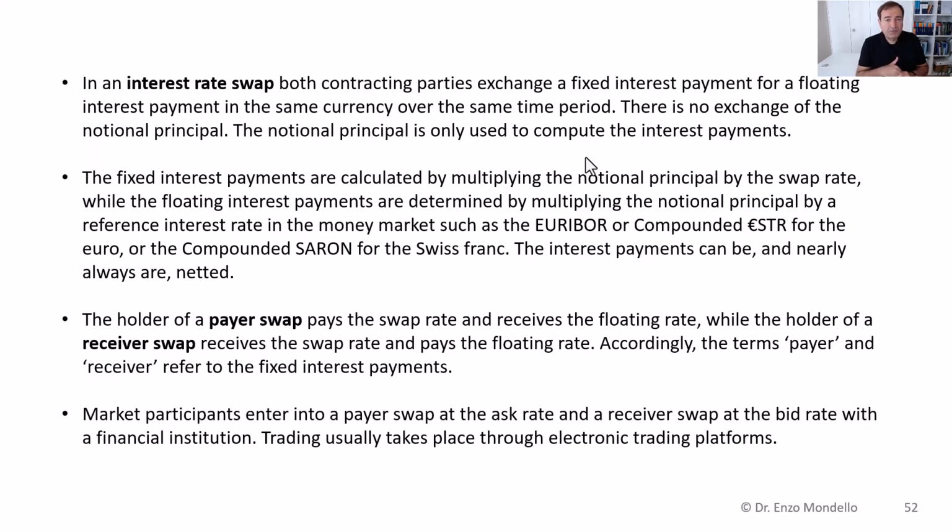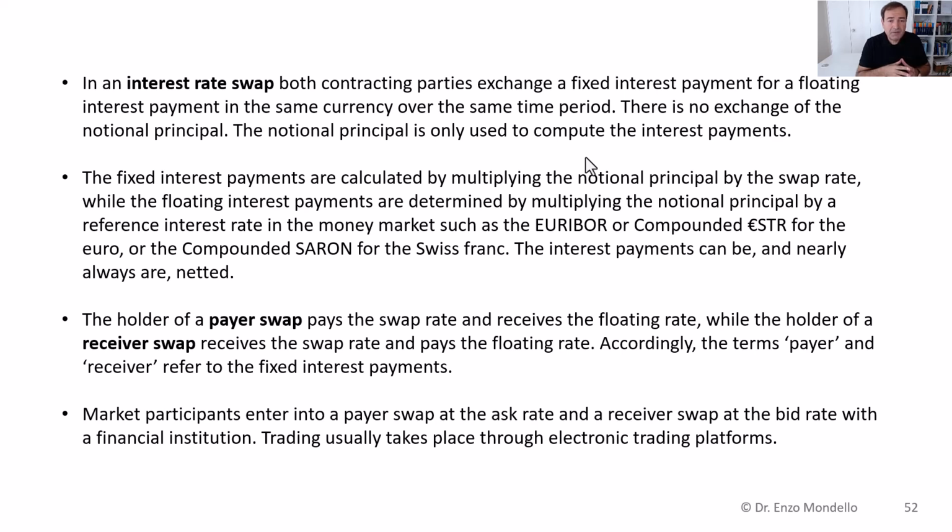In an interest rate swap, both contracting parties exchange a fixed interest payment for a floating interest payment in the same currency over the same time period. For example, the swap rate, which is the fixed interest rate, is exchanged against a reference rate in the money market every 6 months over a period of 5 years. There is no exchange of the notional principal. The notional principal is only used to calculate the interest payments.